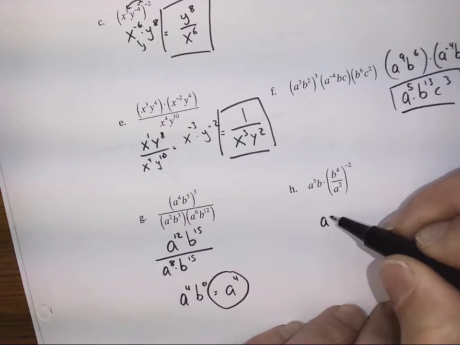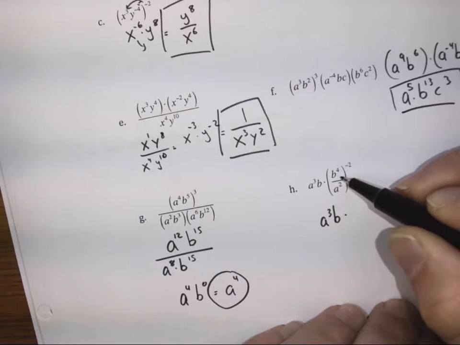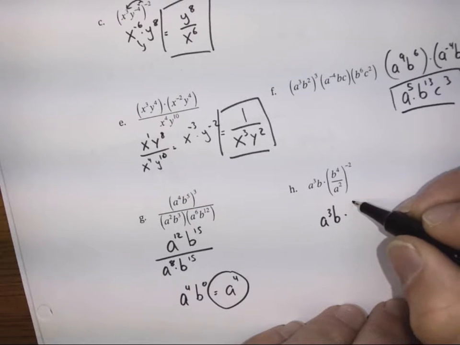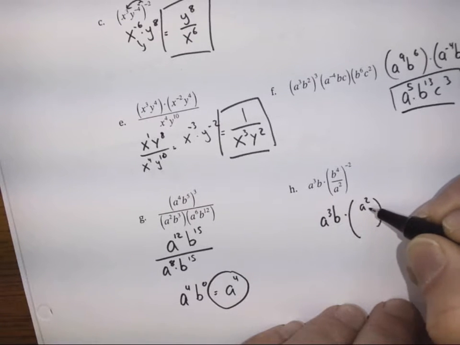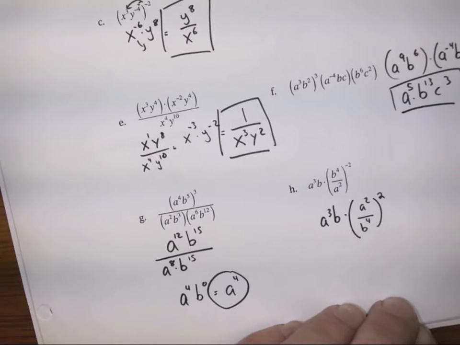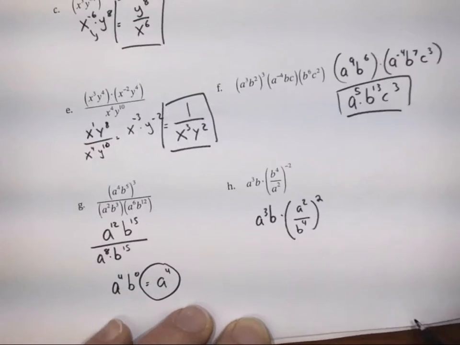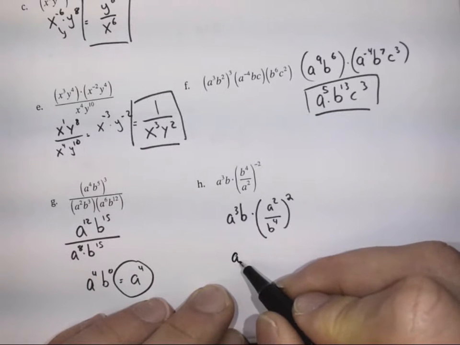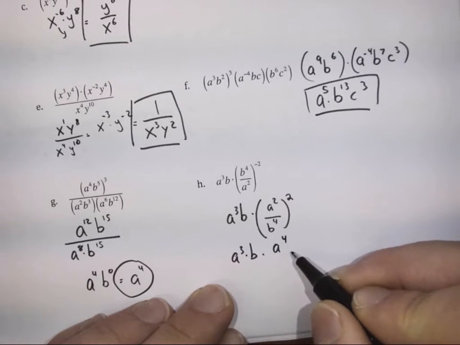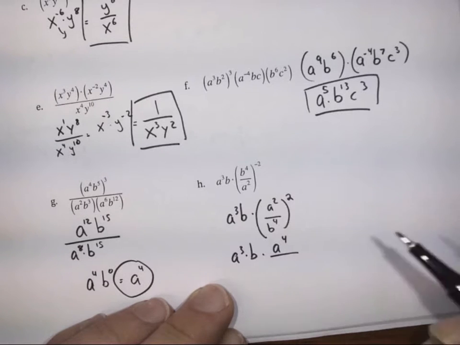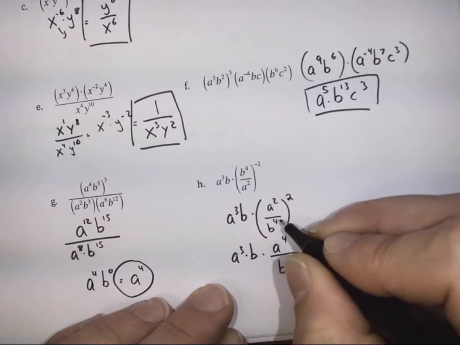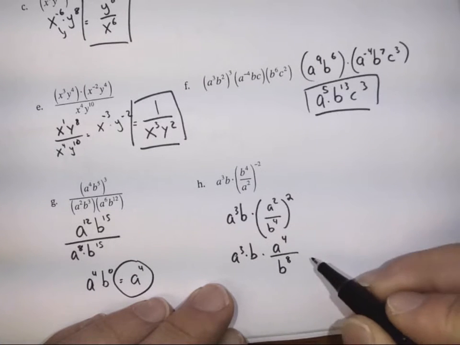Last step. I've got a cubed b, and I'm going to multiply this by, I've got a negative exponent and a fraction on the inside of a bracket. So I'm going to flip that fraction first, a squared over b raised to the power of 4. And that's actually all squared. I should probably square that next. So that's going to look like a cubed b times a squared is a raised to the power of 4. a squared squared is a to the power of 4. And b raised to the power of 4 squared is b to the power of 8.